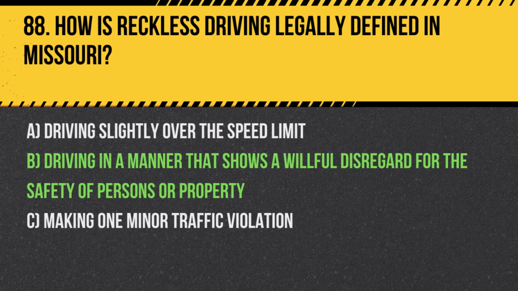Answer: B. Driving in a manner that shows a willful disregard for the safety of persons or property. Reckless driving involves actions that demonstrate a clear lack of concern for the safety rules of the road and can include excessive speeding, aggressive maneuvers, etc.